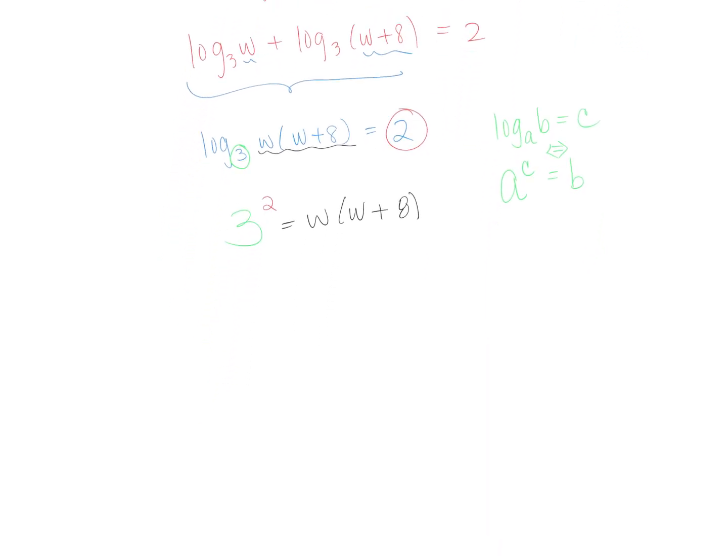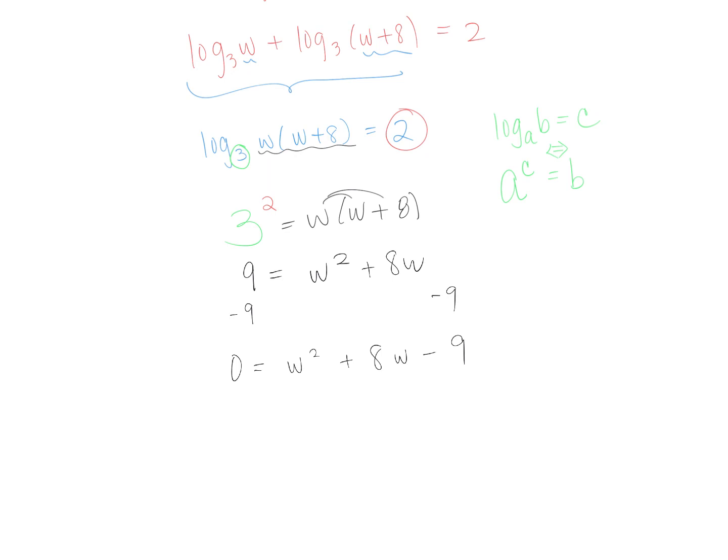So what we really have, 3 to the second power is 9 equals, multiplying this through, we'll get w squared plus 8w. Now we have a quadratic equation, and so we want to have everything on one side equal to 0, so we could either factor or use quadratic formula. So I'm going to move the 9 over, move that 9 over. We have 0 equals w squared plus 8w minus 9.